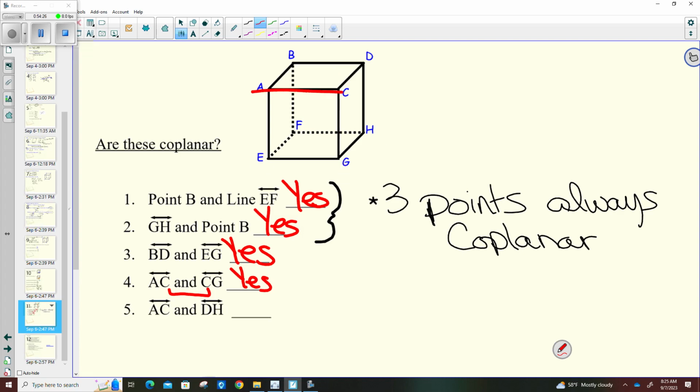All right, what about AC and DH? No, you'd have to bend that plane to put those on a flat surface, right? Little preview, that's called skew. We'll get to that in a couple lessons. So we got yes, yes, no there.